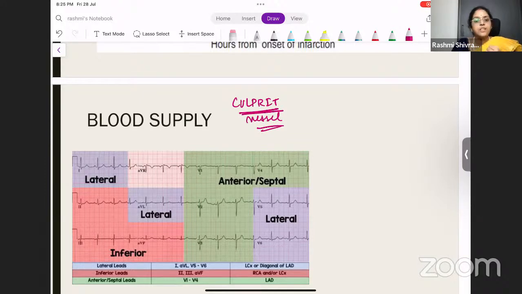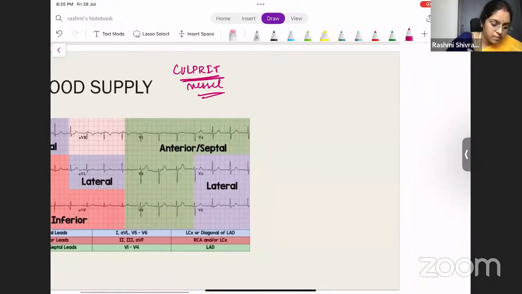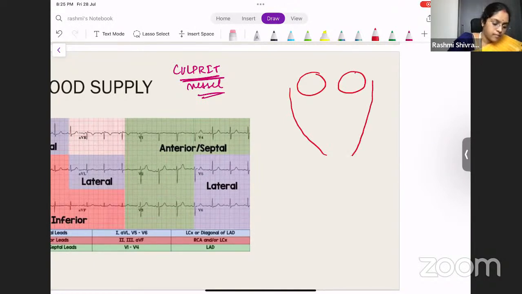Is it the left anterior descending artery? Is it the circumflex artery or the right coronary artery? You need to find out which vessel is actually affected. So what will help you find that out? We need to know the blood supply of the heart. So just have a small recap of the blood supply. We'll go fast on this. I'll help you learn it in a better way.